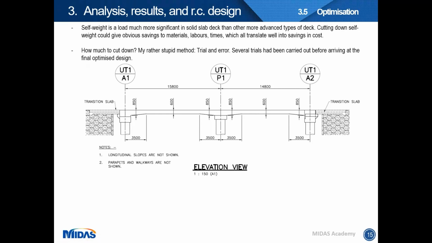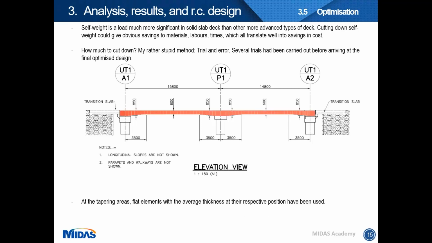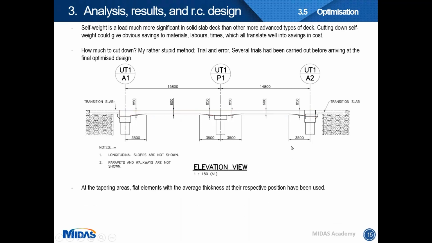It is tedious, because it would mean that you have to do many designs on the same bridge, the geometrical modeling, the loading, everything. So here you can see this is the final configuration, the deck configuration of the bridge. You can see here at the midspan, the thickness has been reduced from 850 to 600.